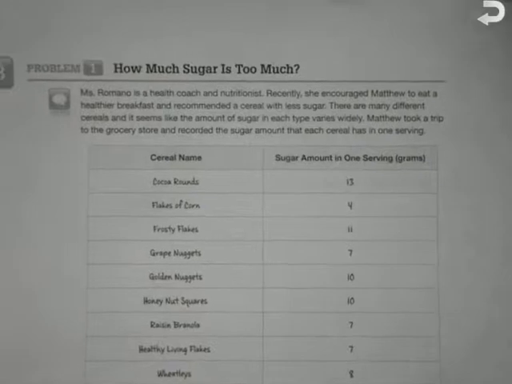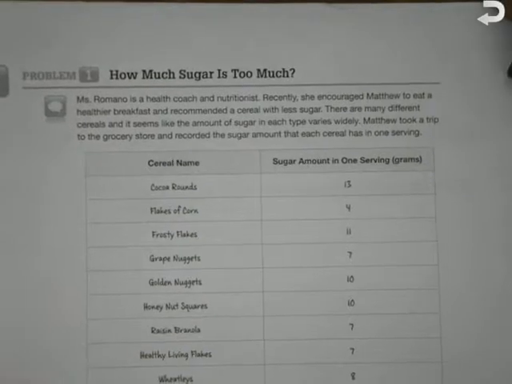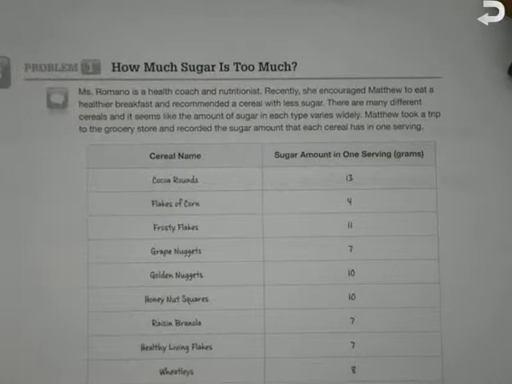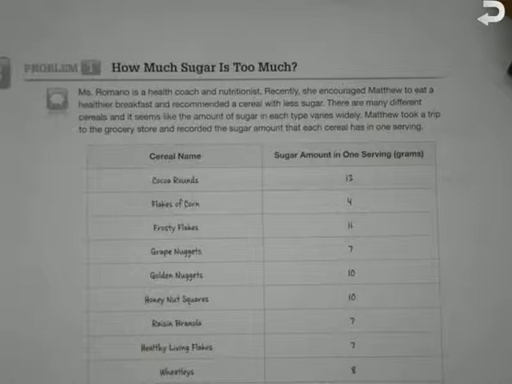Mr. Romero is a health coach and nutritionist. Recently, she encouraged Matthew to eat a healthier breakfast and recommended a cereal with less sugar. There are many different cereals, and it seems like the amount of sugar in each type varies widely. Matthew took a trip to the grocery store and requested the sugar amount in each cereal, that each cereal has.